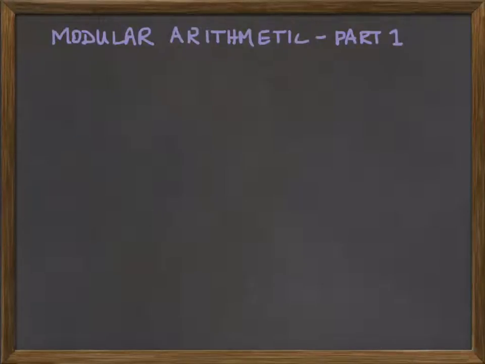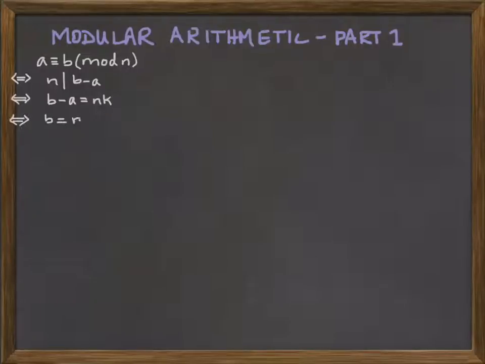So to start off, of course, we have to know the definition of the terms we're talking about. The definition of A is congruent to B mod n is that n divides B minus A. I can rewrite that as B minus A is equal to n times an integer k, and by adding A to both sides I can rewrite that as B is nk plus A. So these are all different ways to think of A is congruent to B mod n.